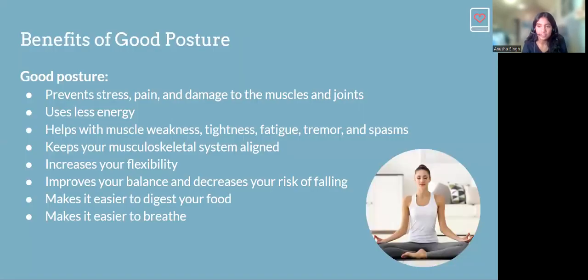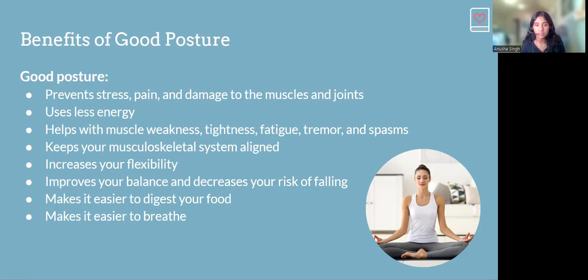Now let's look at why you should keep good posture. What are some benefits of good posture? If you have good posture, it prevents stress, pain, and damage to your muscles and joints. It actually uses less energy. It helps with muscle weakness, tightness, fatigue, and spasms. It also keeps your muscles and skeletal system aligned.